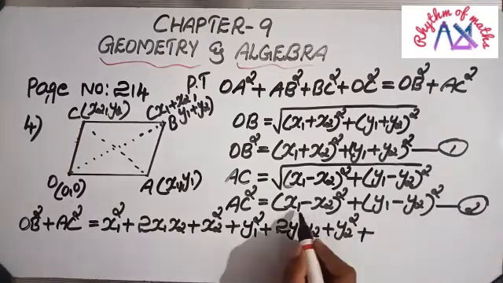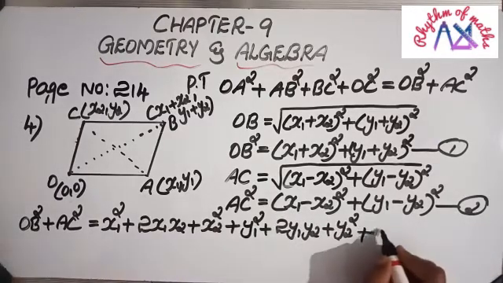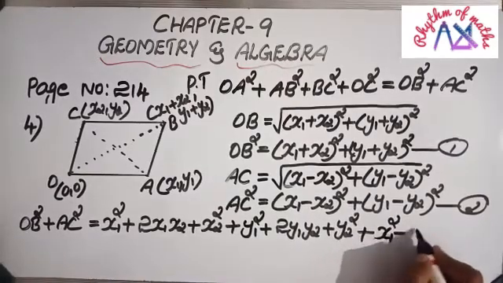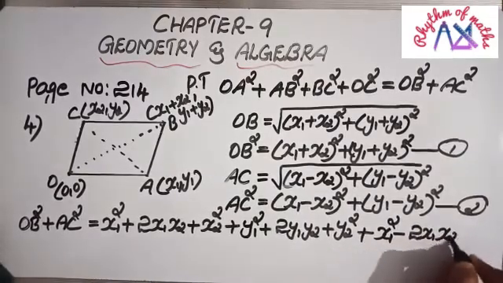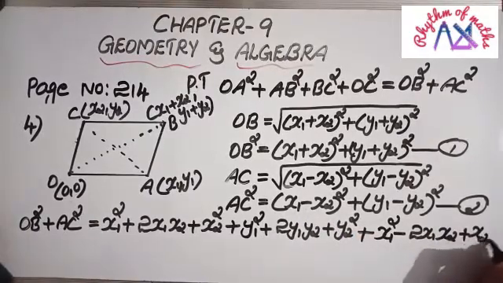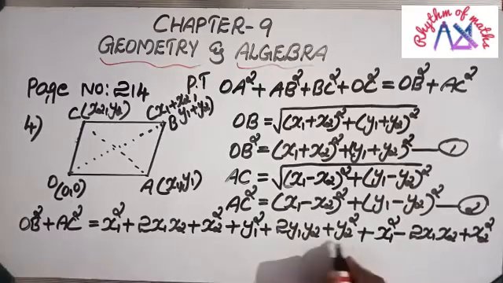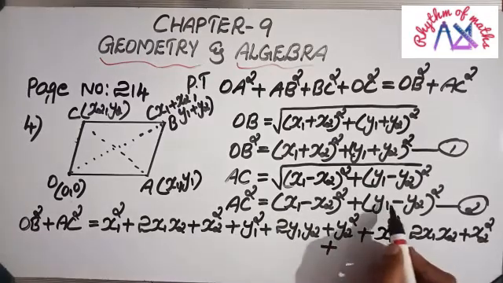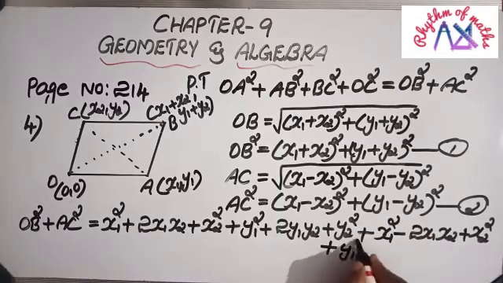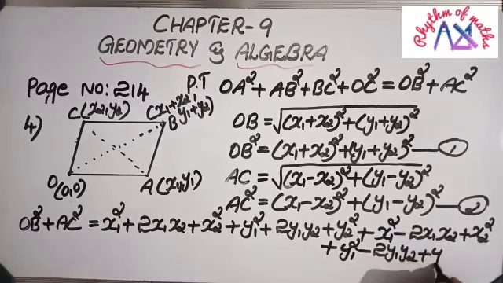Plus the second answer. Here x1 minus x2 the whole square, with the minus identity, the answer is x1 square minus 2x1 x2 plus x2 square. Now the second bracket, plus y1 minus y2 the whole square, is y1 square minus 2 into y1 y2 plus y2 square. Now we have to cancel the similar terms. Here plus 2x1 x2 and here minus 2x1 x2, that we can cancel. Similarly 2y1 y2 and minus 2y1 y2, that also we can cancel.